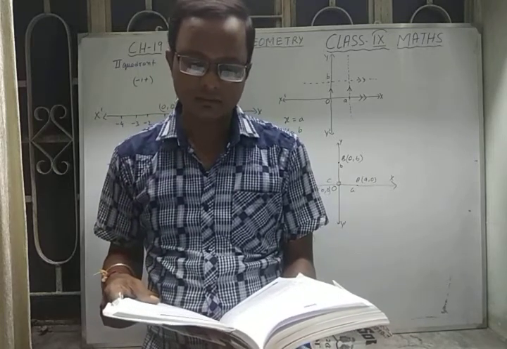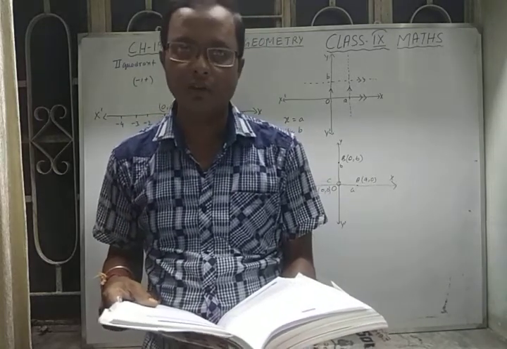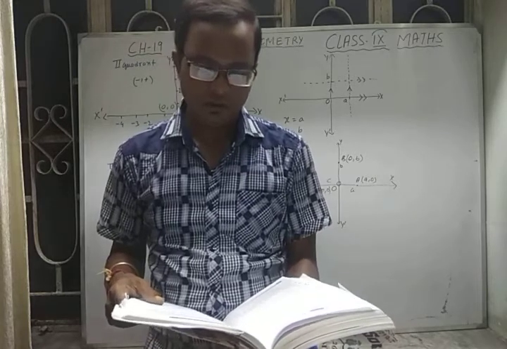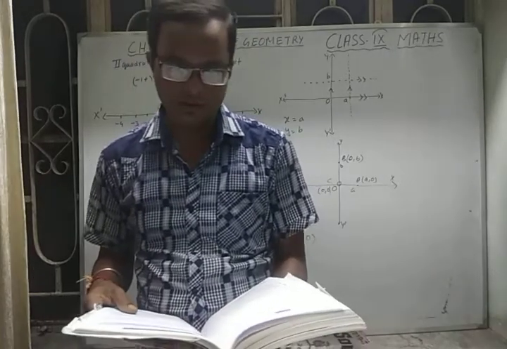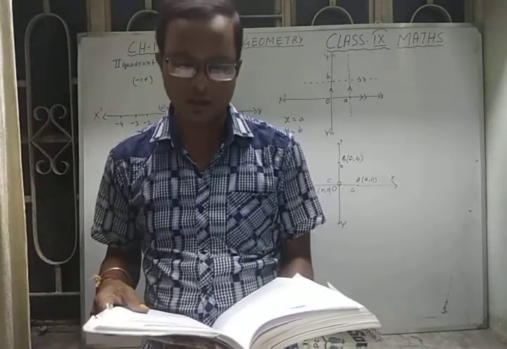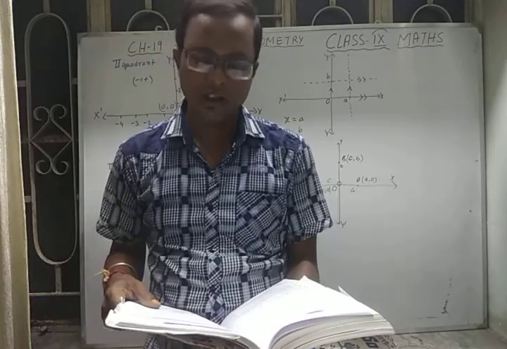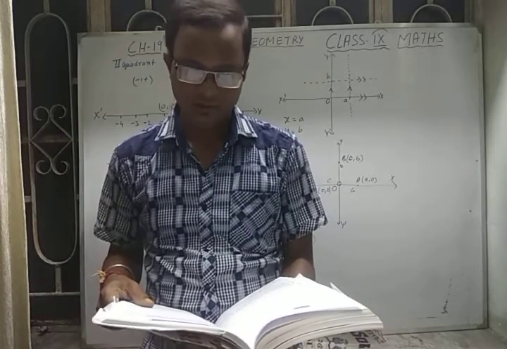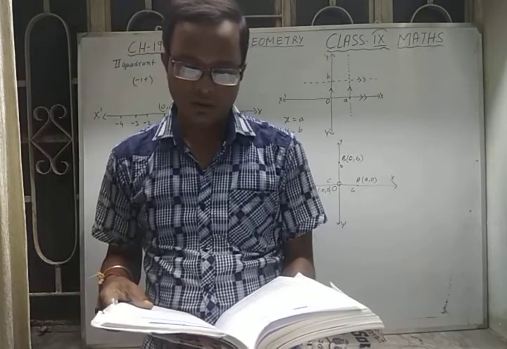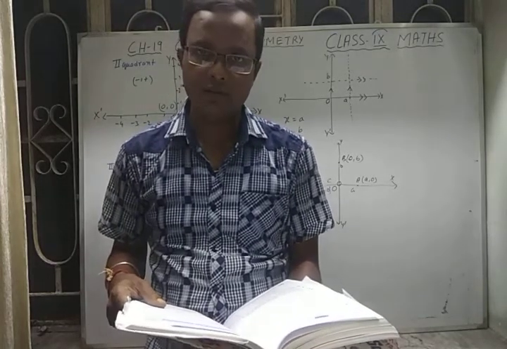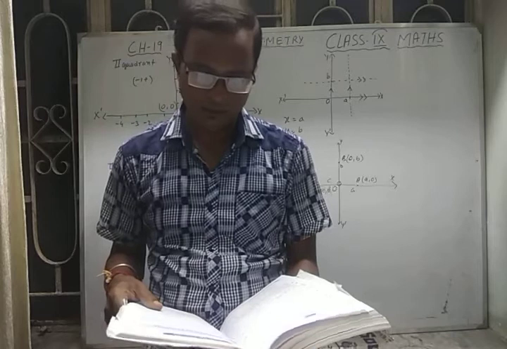In this coordinate geometry, first of all, we should know about ordered pairs. What do we mean by ordered pairs? An ordered pair means objects taken in a specific order. So all the things should be in the same order, then it is said to be an ordered pair.